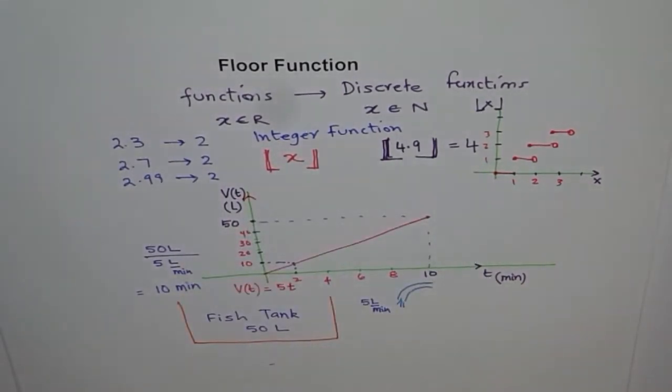Correct. Now let's take another scenario. So this, you see, is a continuous graph, x belongs to all real numbers, and it was such an easy equation.